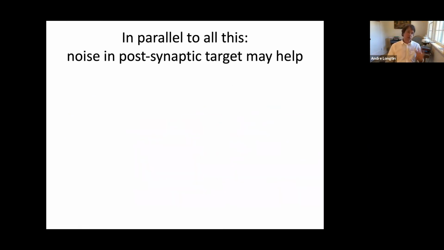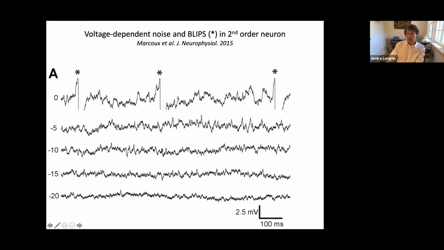Okay, now let's just do a little sidestep. In parallel to all this and related to all this, but we're not completely clear how, there's also noise in the postsynaptic target that may be helping the detection. This is an old idea. I've been working on that on and off for about 30 years. It's called stochastic resonance. But what we've noticed in the postsynaptic cell, now this is in the pyramidal cell downstream, is that there's a varying amount of noise depending on where you hold the potential.